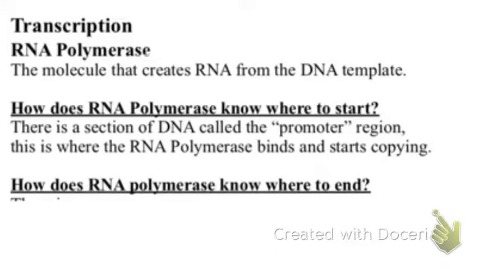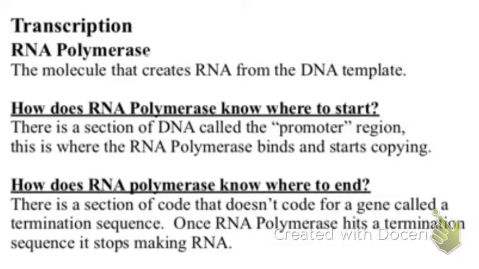Evan, how does RNA polymerase know when to stop? It knows when to stop when it hits a section of code that doesn't code for a gene, called a termination sequence. Once RNA polymerase hits that termination sequence, it stops making RNA.